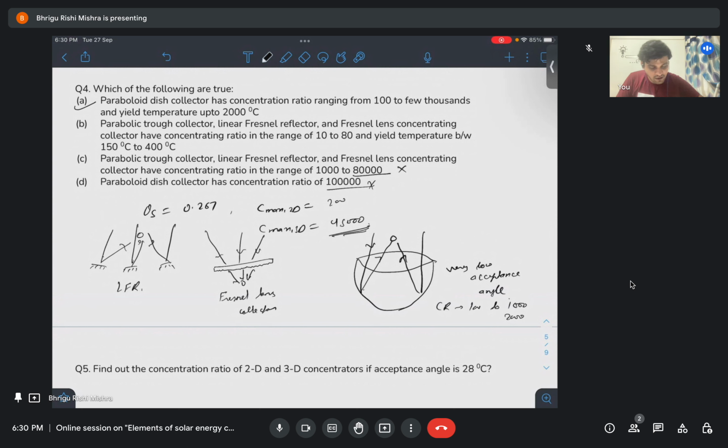Now talking about the second option, the parabolic trough collector, PTC, LFR, and Fresnel lens all have similar concentrating ratio, in the range of 10 to 80, and due to this concentrating ratio, they can provide a temperature between 150 to 400 degrees centigrade. So this is also true. So A and B both are true in this case.